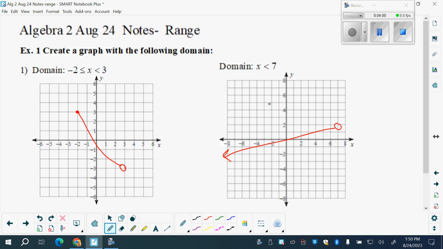Did you have a question on that? Yeah, just a tiny question. Where's the circle? So that means it doesn't include that one. Yeah. And so see, this includes the -2 with the closed circle, and then this does not include it. Open.